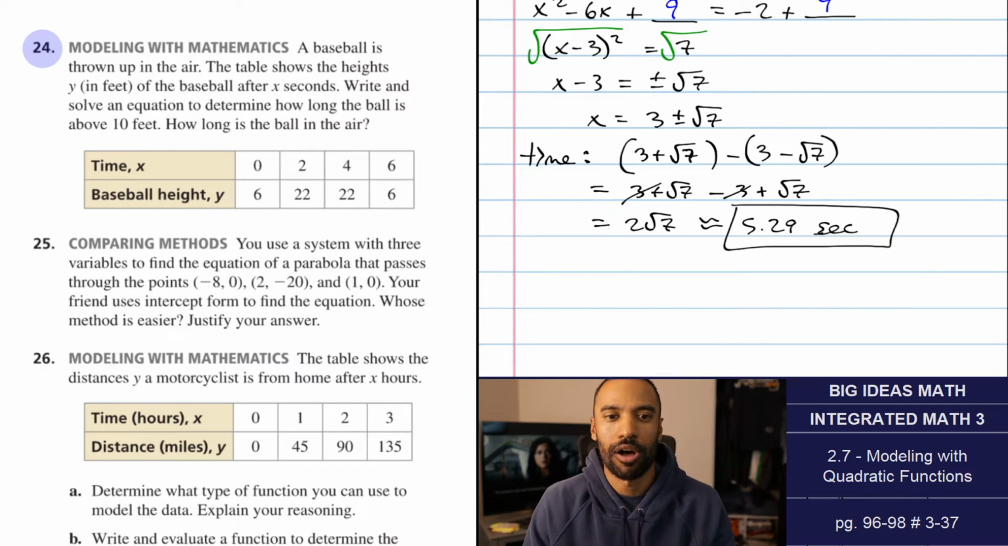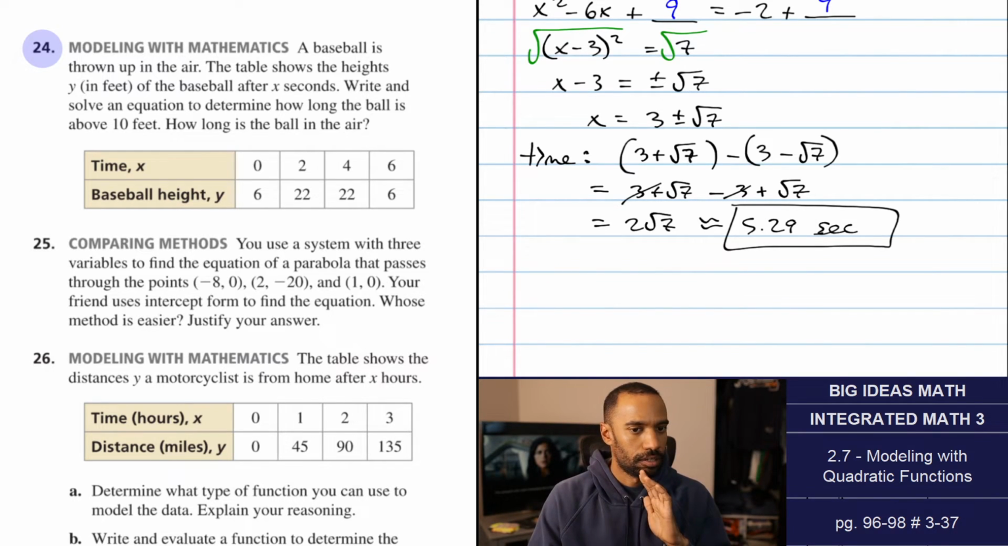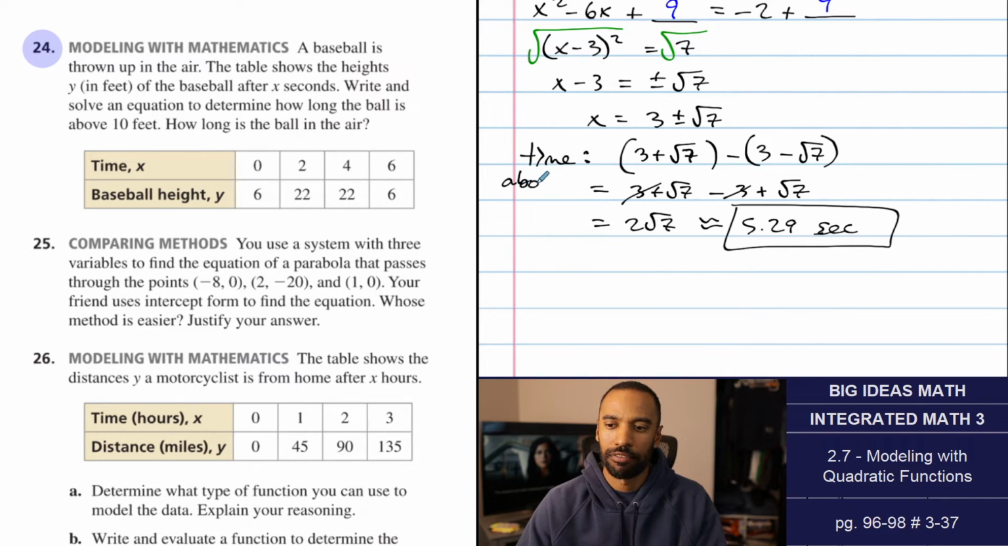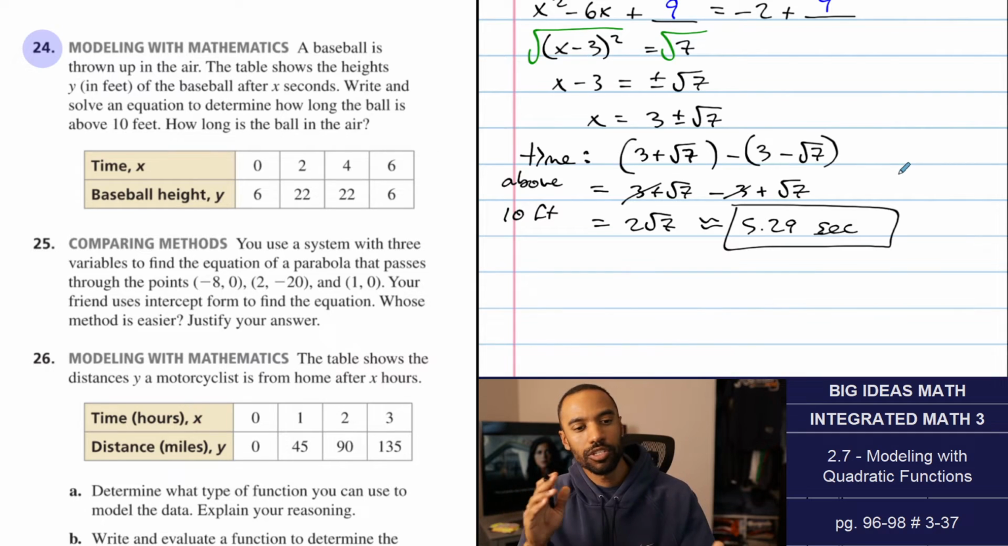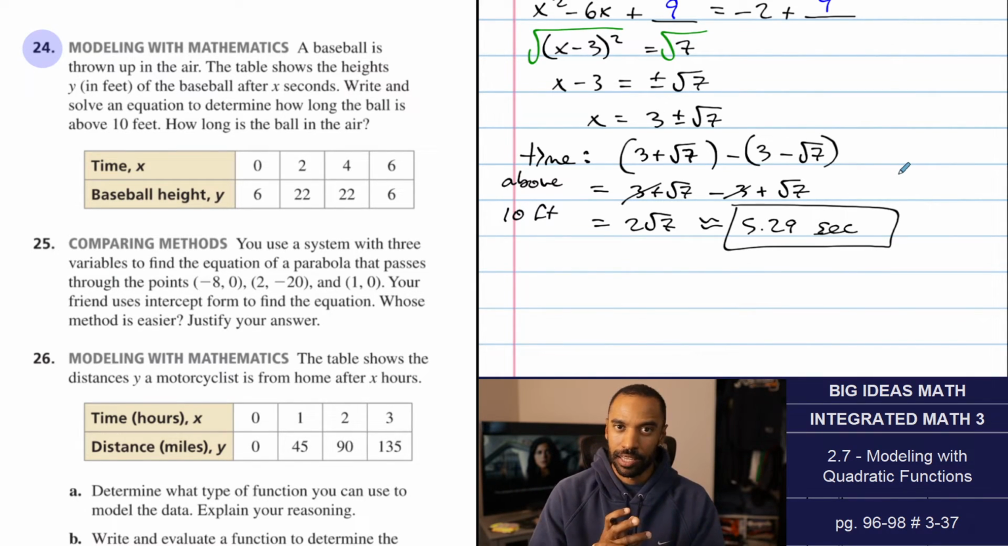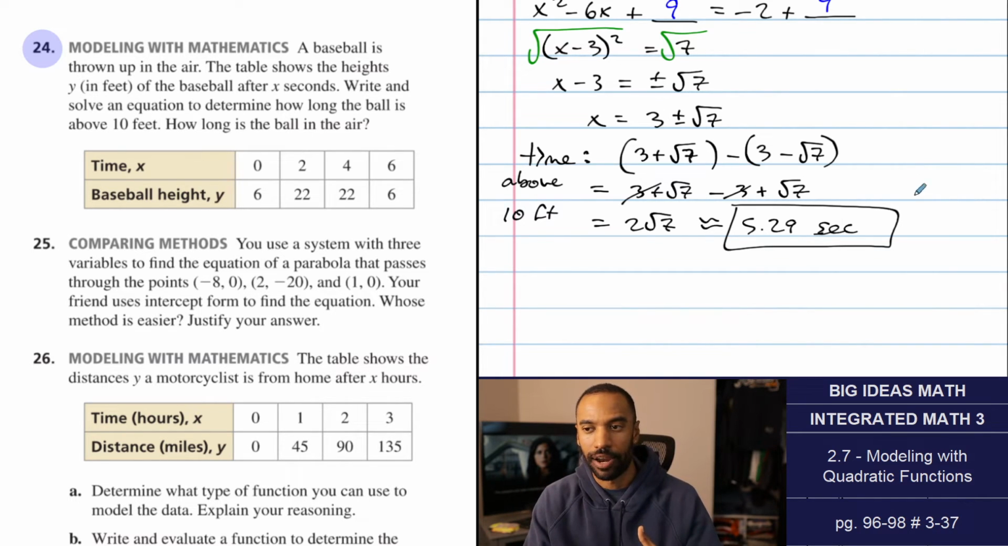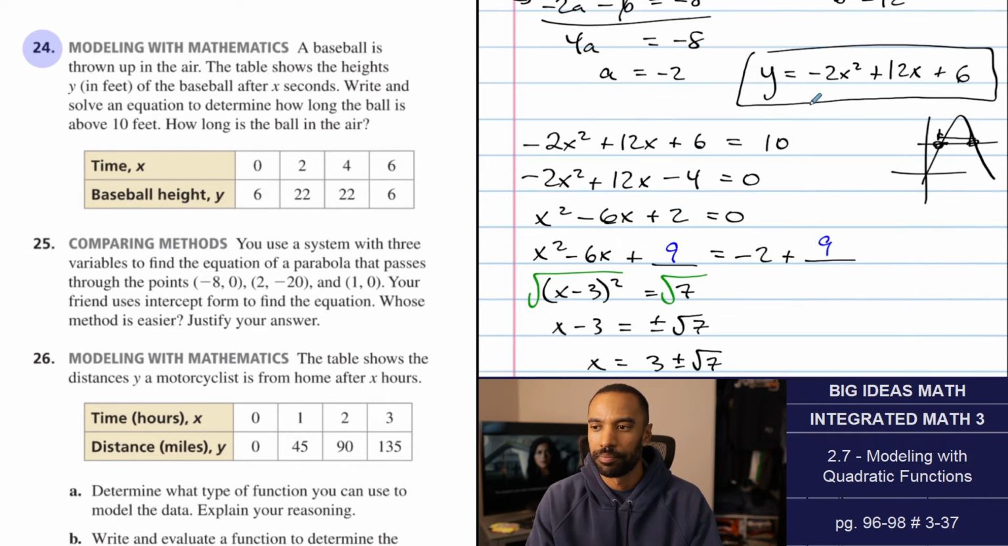So that's how long the ball is above 10 feet. It actually says how long's the ball in the air. I didn't answer that part yet. So time above 10 feet. How long's the ball in the air? That is when you set height equal to 0 and you solve for x. So I have the same equation right here.